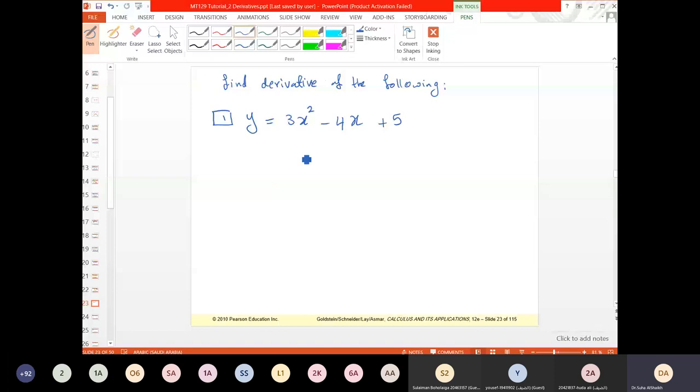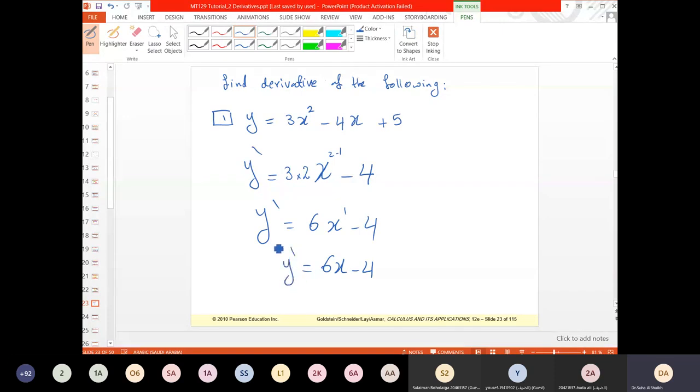The derivative, y dash, equal to... I have x squared, so the square goes down. I already have 3 here, don't forget. So this is a 3 multiplied by 2x to the power 2 minus 1. And what's the derivative of minus 4x? It's minus 4. And what's the derivative of 5? It's 0. So y dash equals 6x to the power 1 minus 4. I can just write it as 6x minus 4. Yeah, you are correct, Tala and Daisam. You are very correct. This is my y dash in this case.